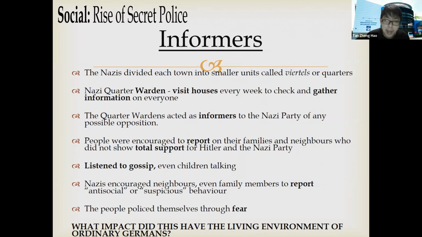How will this impact ordinary Germans? You'll be living in so much fear and you'll feel so controlled, and there's no freedom.